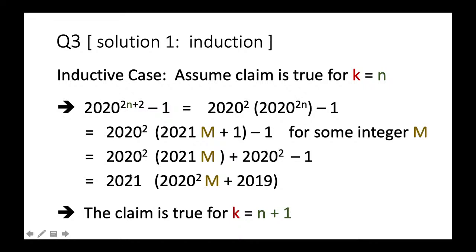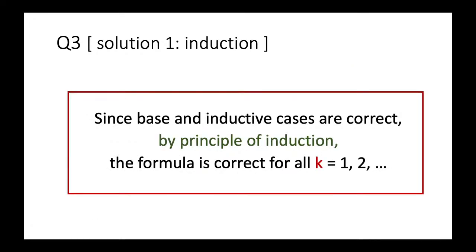So what do we know? We know that if we assume the claim is true for k is equal to n, then we can get the conclusion that the claim is true for k is equal to n plus 1 under this assumption. So most importantly, we need to have our conclusion, because now the base and the inductive cases are correct. By the principle of mathematical induction, the formula is correct for all k equal to 1, 2, 3, up to infinity. Okay, so this is question number 3.